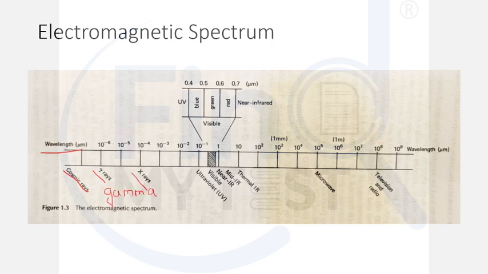Then come the X-rays. Then comes the ultraviolet rays. Then the visible spectrum. Then comes the near infrared, mid infrared, thermal infrared. Then the microwave, and then the television and radio waves. So what happens is that the sun emits all these radiations, I mean the radiations are at different wavelengths.